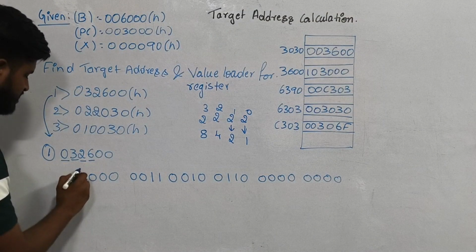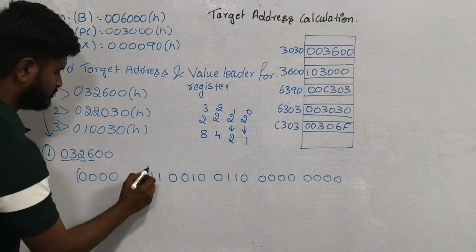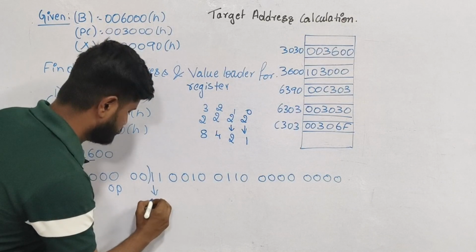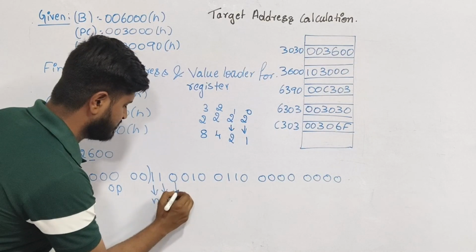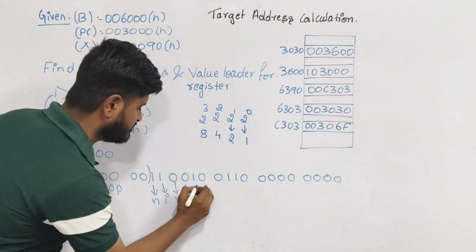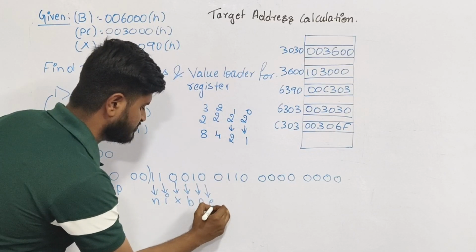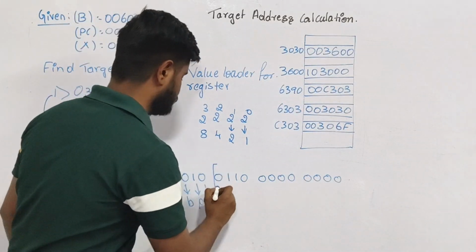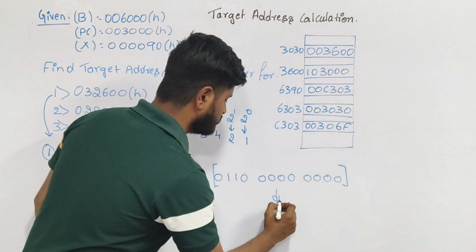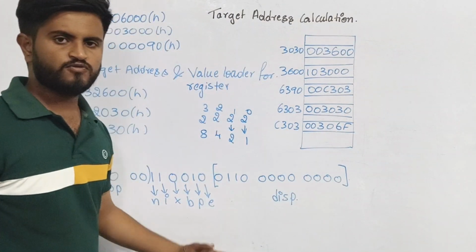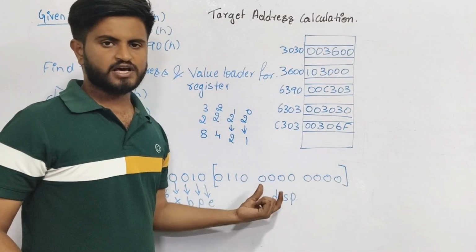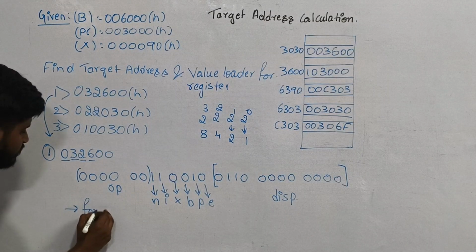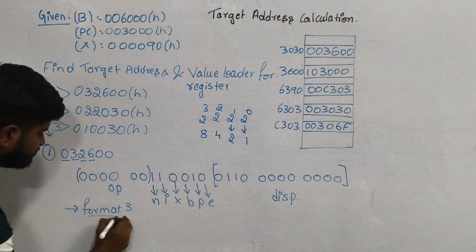The first 6 bits will be the opcode. This will be the n, i, x, b, p, e bits. How many are left? 4 plus 4 plus 4, so 12 are left. So these 12 will be considered as the displacement. Which format has 12 bits of displacement? It is format 3. So it is format number 3.